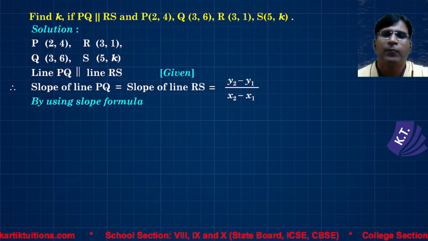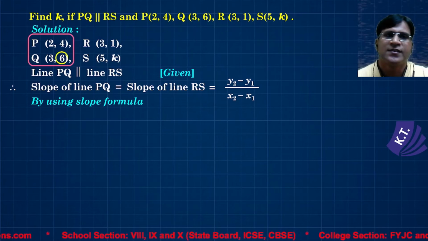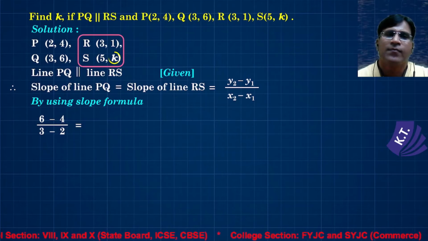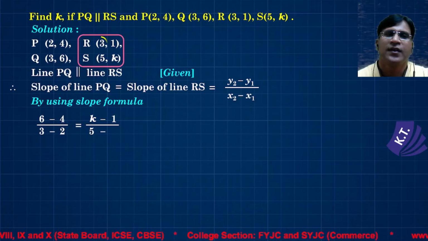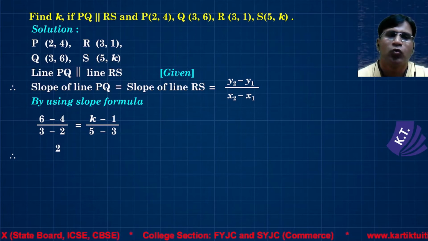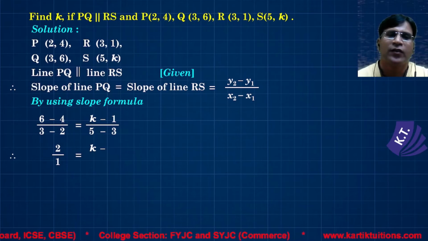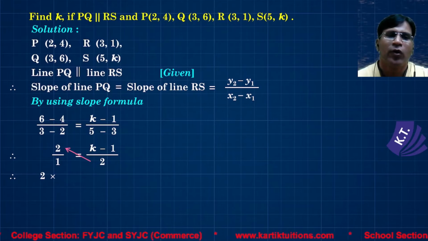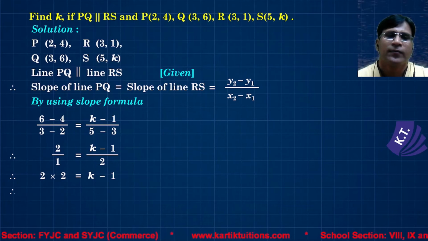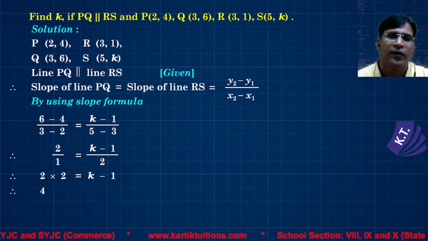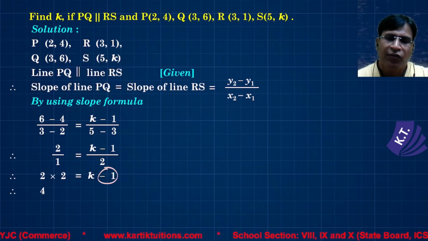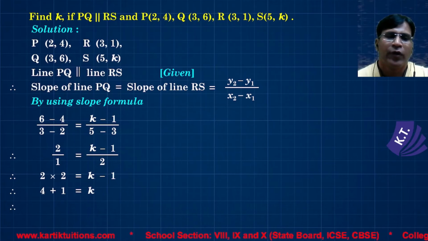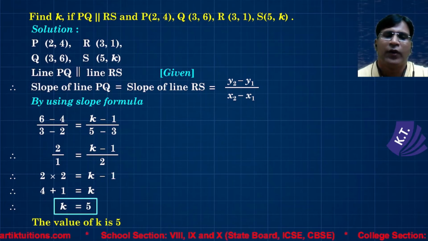Now when we talk about the slope of line PQ, it will become 6 minus 4 upon 3 minus 2 is equal to K minus 1 upon 5 minus 3. Now 6 minus 4 gives us 2. So it is 2 upon 1 is equal to K minus 1 upon 2. Now here I'll shift the 2 to that side. So it becomes 2 twos are 4 upon 1 is equal to K minus 1. So in other words, 4 is equal to K minus 1. I'll shift minus 1 to the left hand side. It becomes plus 1. So 4 plus 1 is equal to K. So we got K is equal to 5. So the value of K is 5.